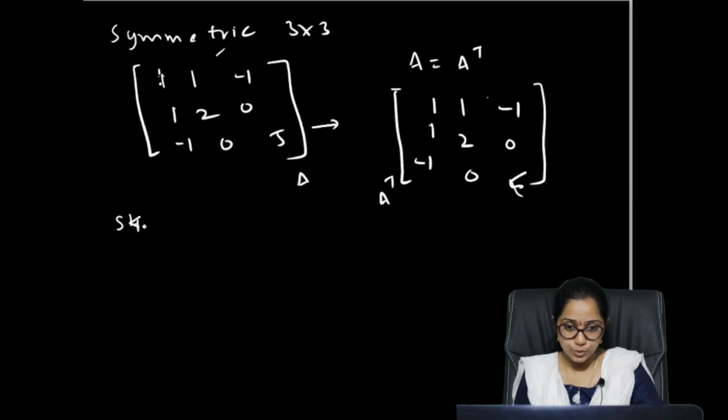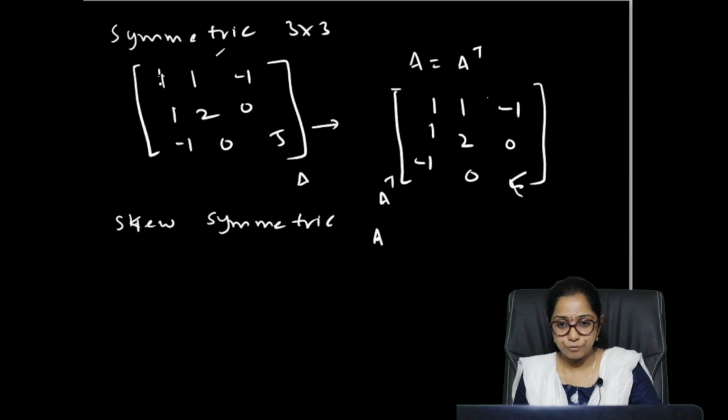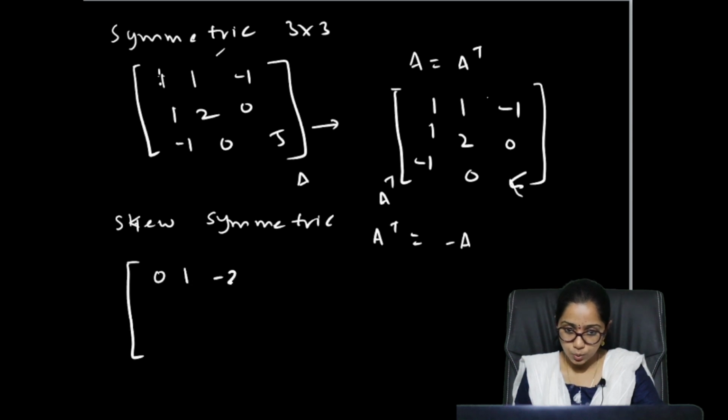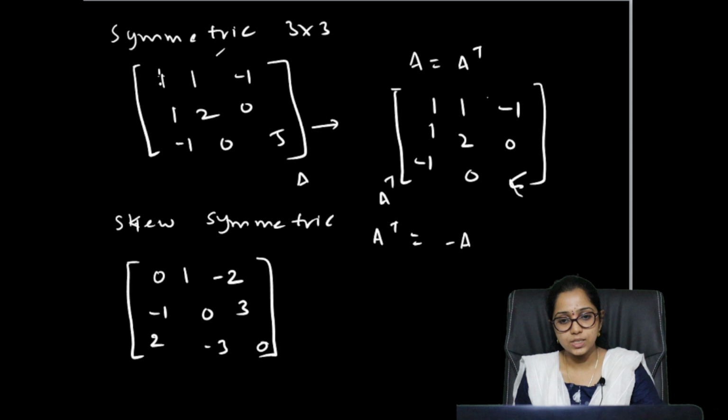Okay, skew symmetric matrix. Here, A transpose is equal to minus A. Simple. Let me explain with an example so it will be more clear for you. Let me take an example: 0, 1, minus 2, minus 1, 0, 3, 2, minus 3, 0. Now this is a matrix A. First of all, let me see what minus A is.